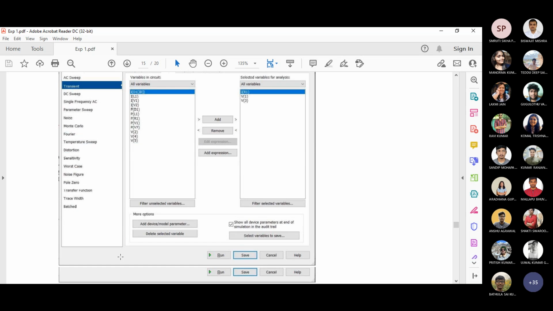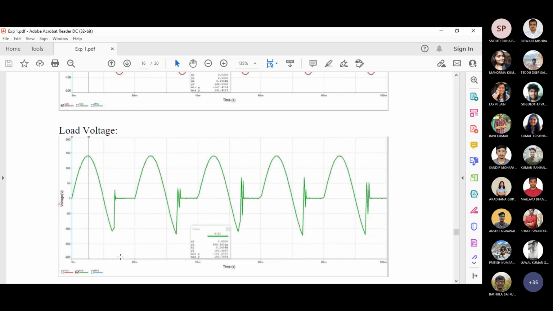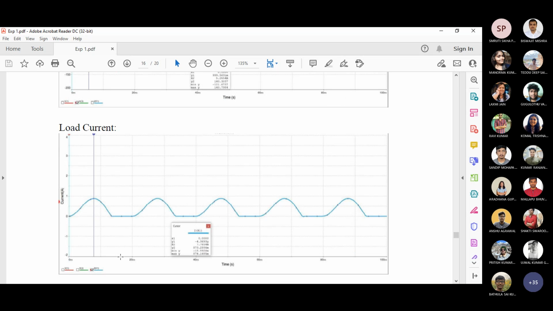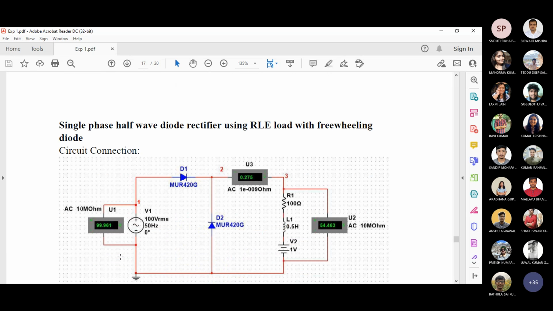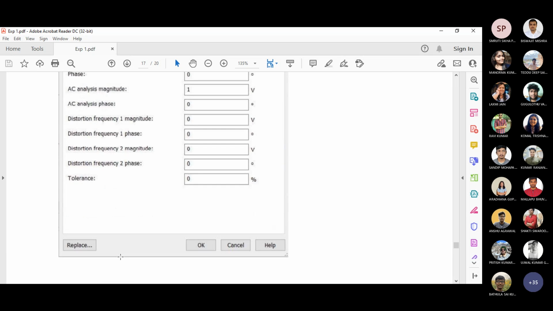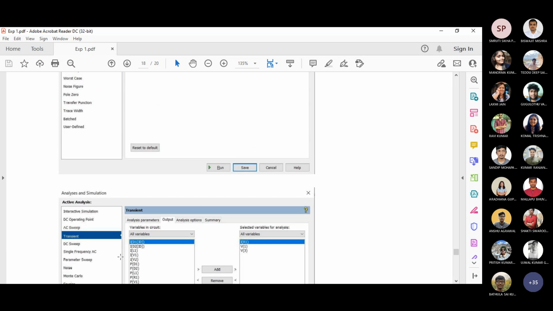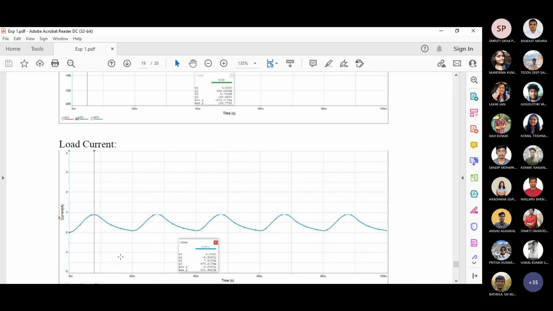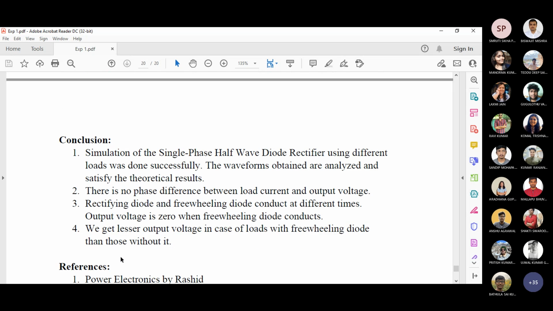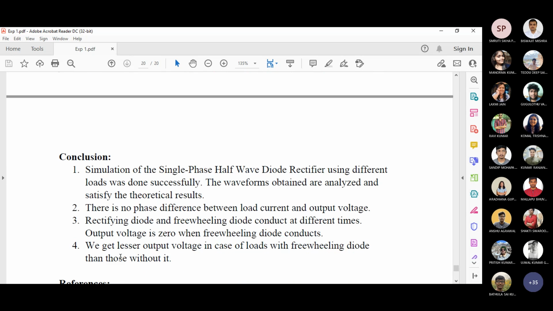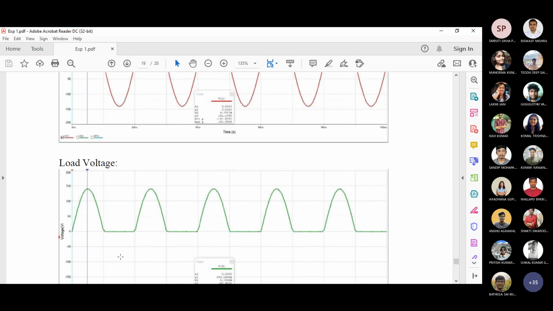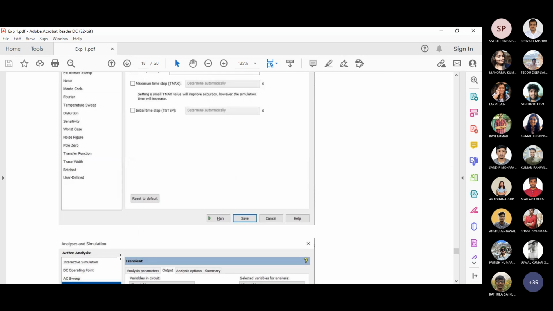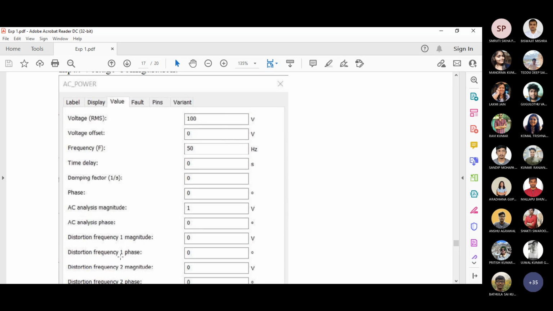if you are using the freewheeling diode, what will that value be? That value will be 0. Here you can see that freewheeling diode value. Please cross check the RLE load with the freewheeling diode, the responses for the RLE load. Please cross check it.